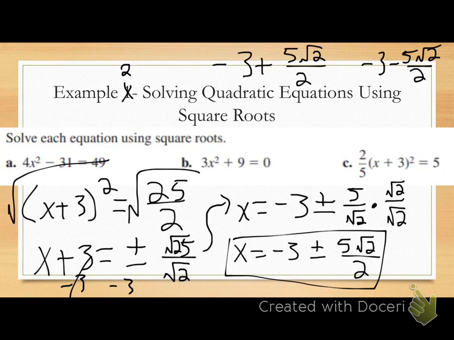Oh, we don't have to do that? Not unless it asks you to. I'm okay if you leave it like this. Do you want it to be like that, or do you want us to write it like this? It doesn't matter. That's fine. Just like this. Okay.